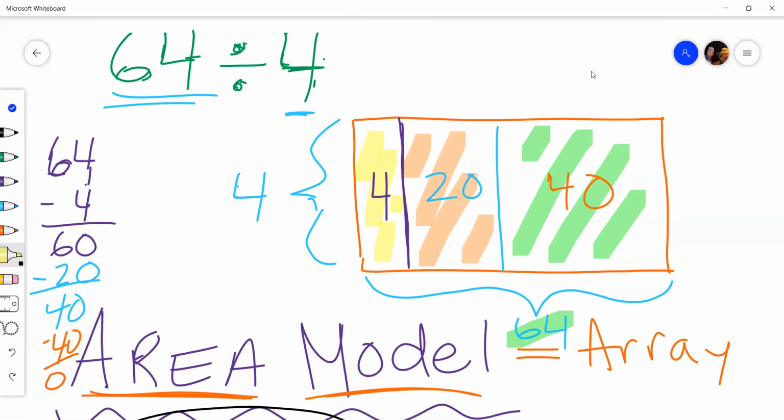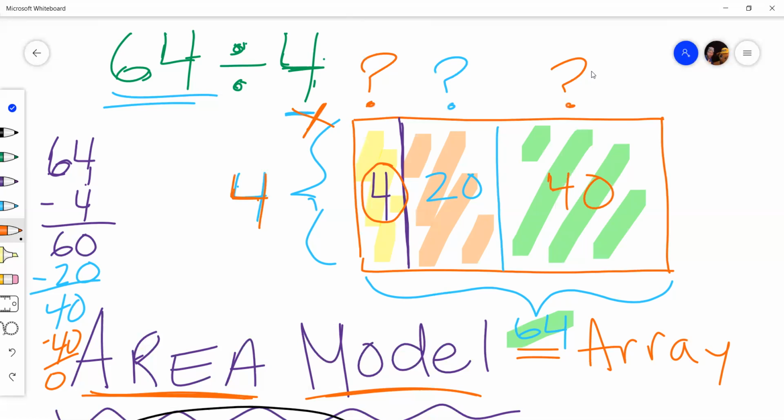So now I have to go back to that whole area model thing. And really all this is stating is we go back to remembering what an area model is. It's saying I have 4 on this side and my answer is 4 here. So I have to think 4 times what would equal 4. And then I have to think 4 times what would equal 20. And then I have to think 4 times what would equal 40.